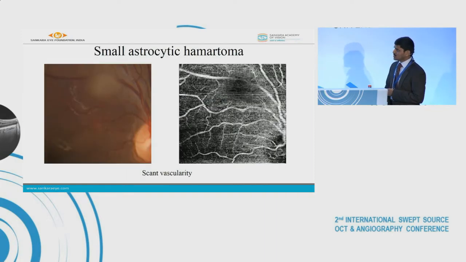Coming to the glial cell tumors, this is a 13-year-old kid with known case of tuberous sclerosis. This is a small astrocytic hamartoma.